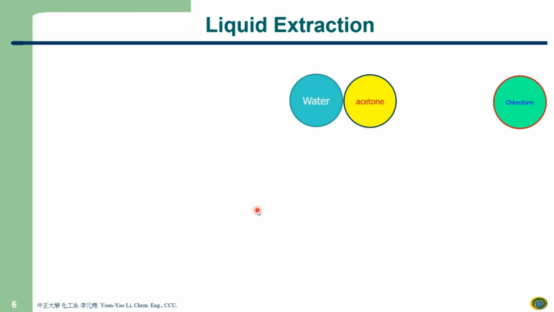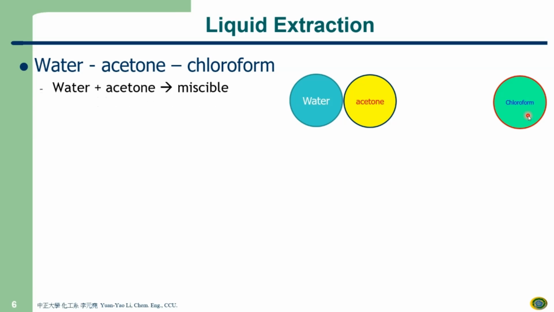I hope you still remember that we already practiced liquid extraction, for example, with water, acetone, and chloroform. Water and acetone are together, and we want to separate them. We cannot use distillation because the boiling points are too close and too low. So you need to get the acetone to go into the chloroform. Water and acetone are miscible, and water and chloroform are immiscible.